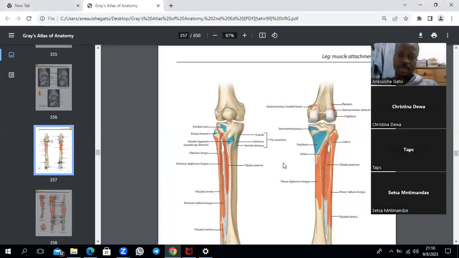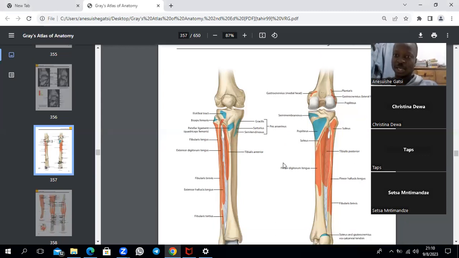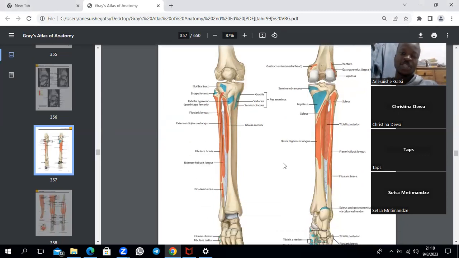Right. So the leg region is the region that is between the knee joint and the ankle joint. And we have two bones in the leg. On the medial side we have the tibia, which is larger. Then on the lateral side, we have the fibula.